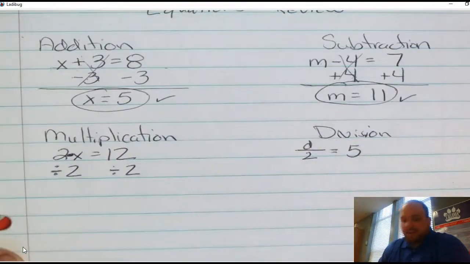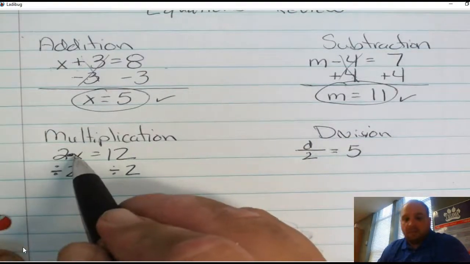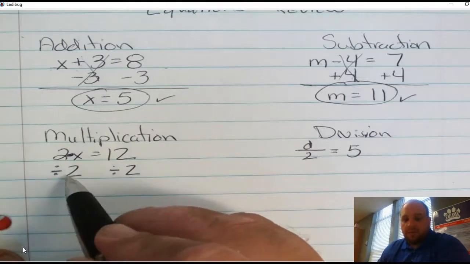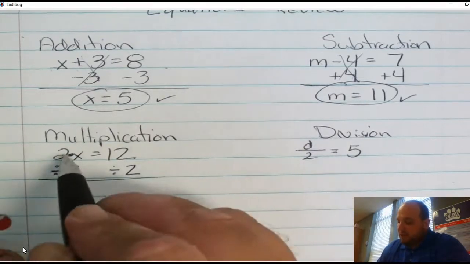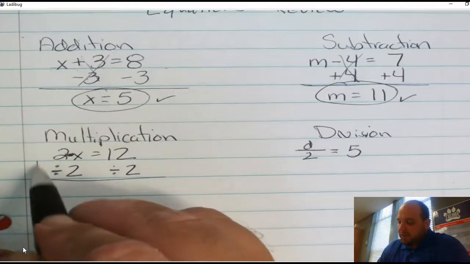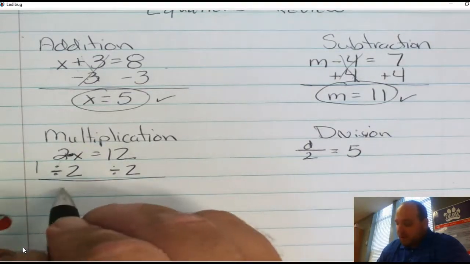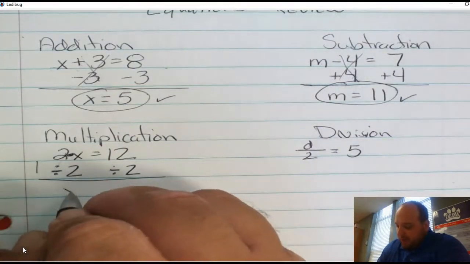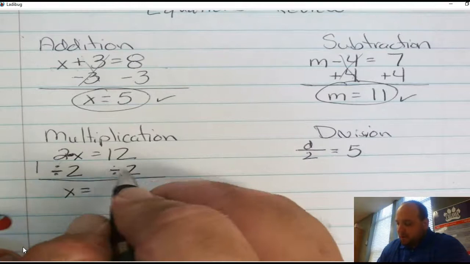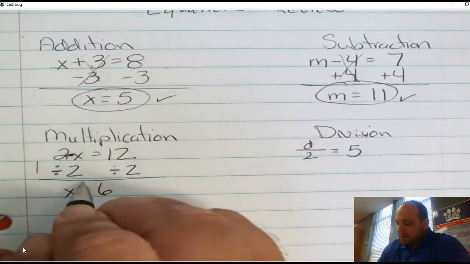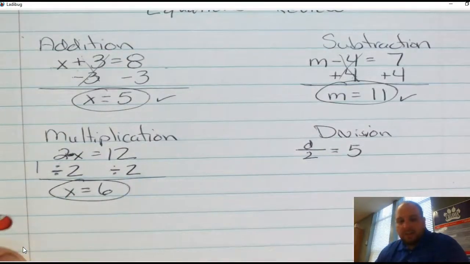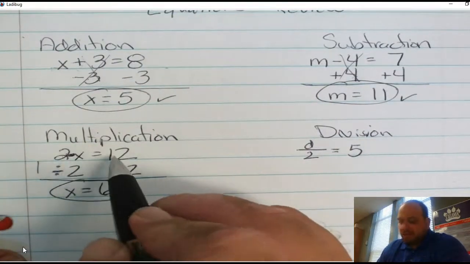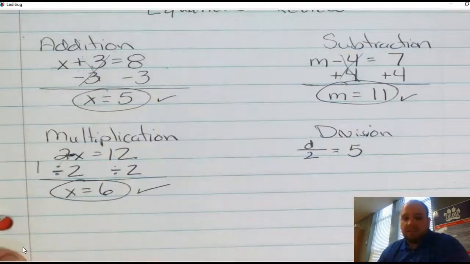In this case, we're going to divide by 2 because that's what's being done to the variable. It's being multiplied by 2, so we're doing the opposite or inverse operation. When I take 2 divided by 2, I get 1. So really I have 1x down here, but 1 times x is x, so I'm just going to write x. Over here I'm going to do 12 divided by 2, and that gives me 6. So I get x equals 6. I can double check that again by putting it in the equation. Does 2 times 6 equal 12? Yes, it does, and so that lets me know I have the correct answer.